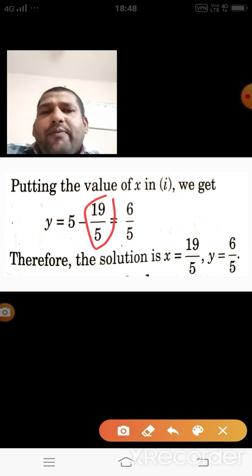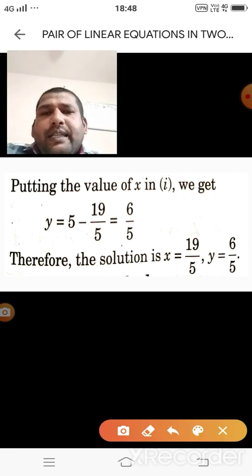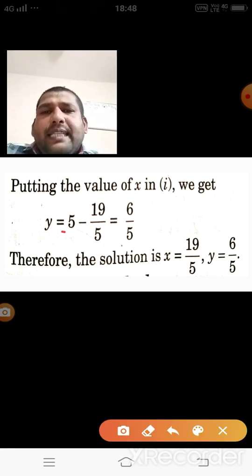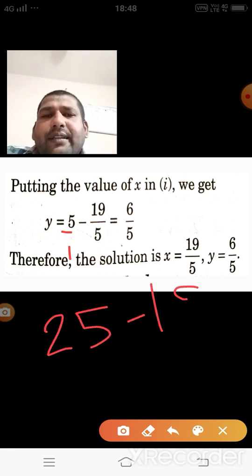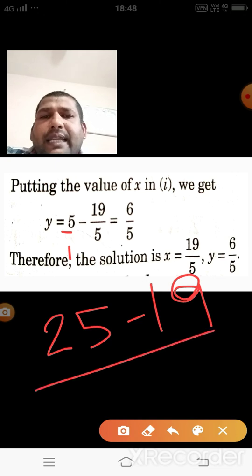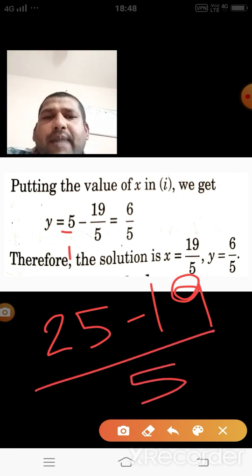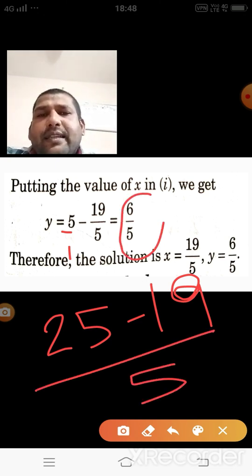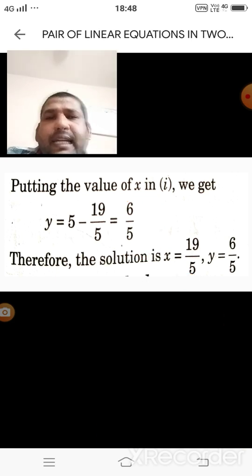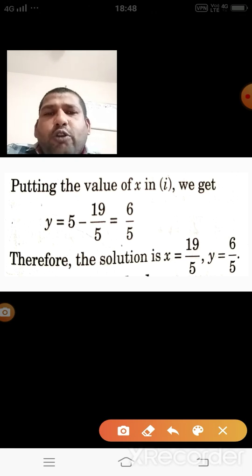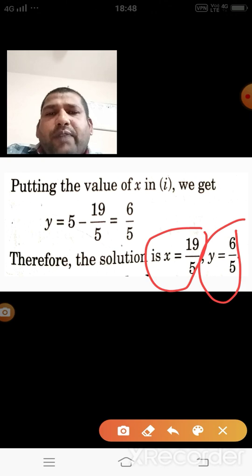So I am doing here 5 minus the value of x, which is 19 upon 5, and if you subtract these two by taking the LCM, then we get the LCM as 5, and in the numerator we get 25 minus 19. 25 minus 19 upon 5, and 25 minus 19 is 6. Means the value of y we are getting is 6 upon 5. Then at last you have to write down this one. The solution we are getting is x equal to 19 upon 5 and y equal to 6 upon 5.